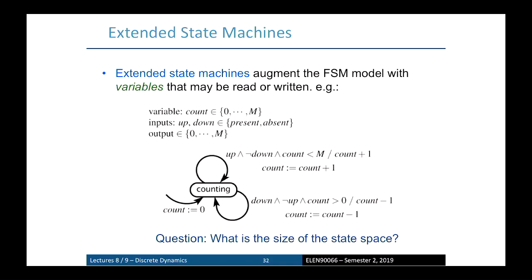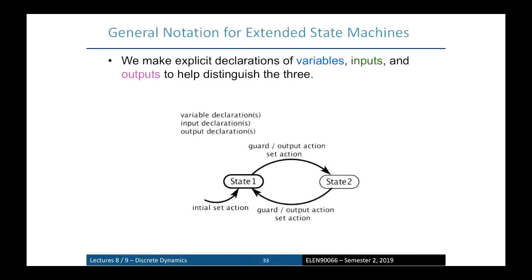And that's because, as I said, the output is kind of sneakily using the internal count variable there. Now, where could we use the count variable in a more complex state machine? I'll just show you the general form now for extended state machines.